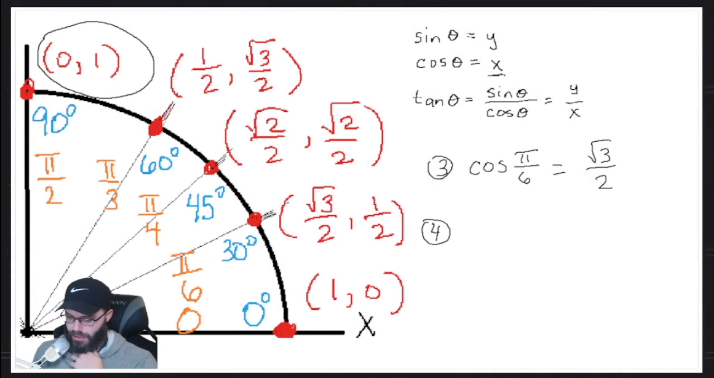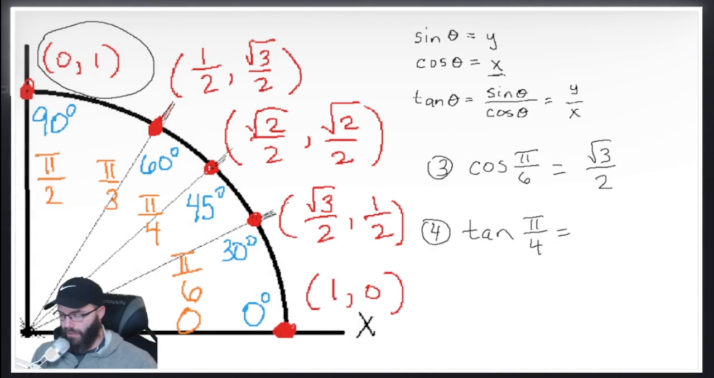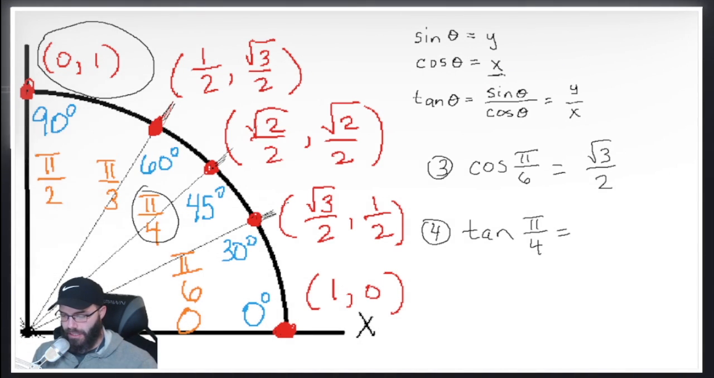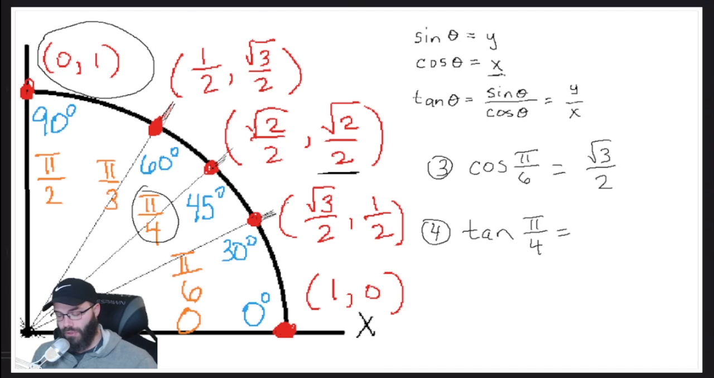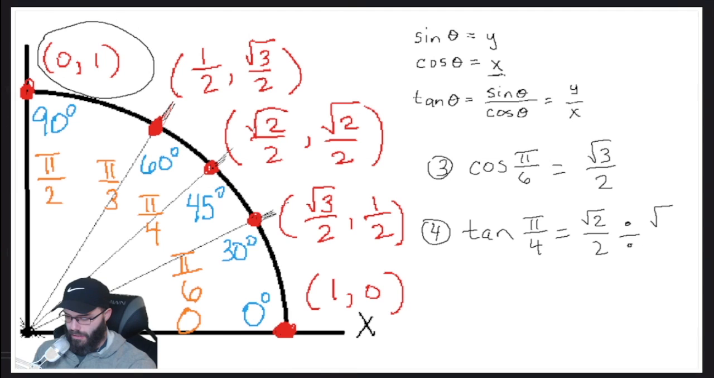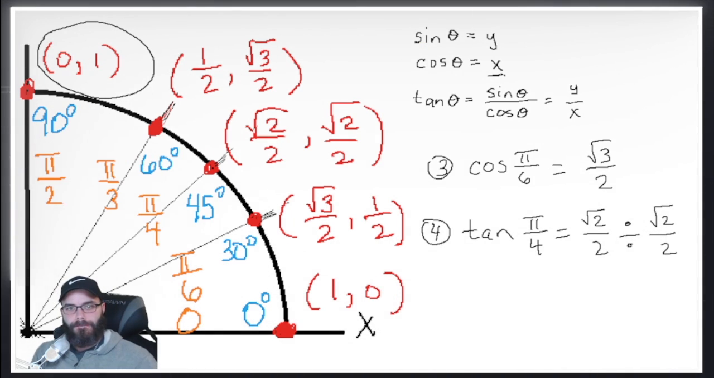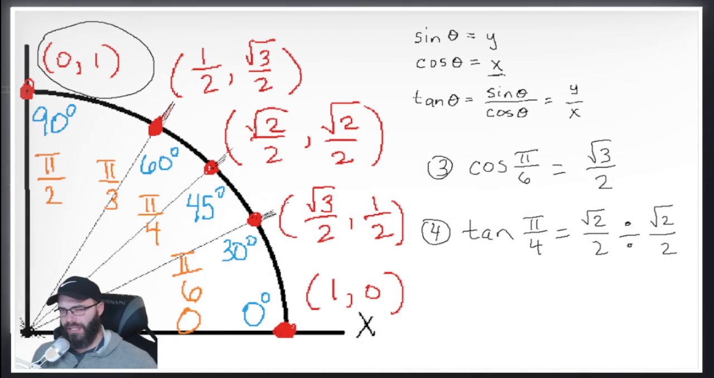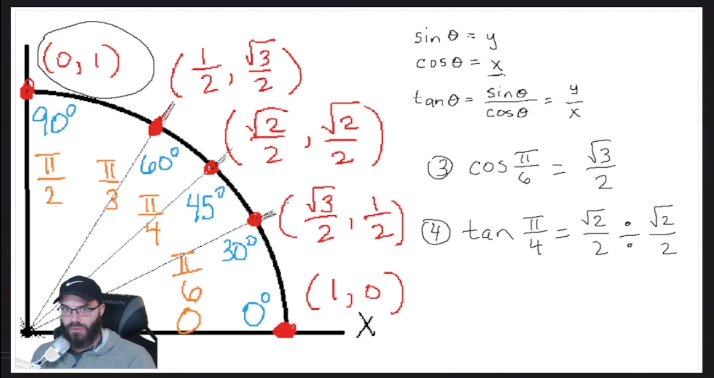All right, number 4. Let's say I wanted to find tangent of pi over 4. Tangent of pi over 4 is the y value. So here's pi over 4. Tangent is the y value divided by the x value. So tangent is root 2 over 2 divided by root 2 over 2. I'm going to write it like this. Just to remind you of some basic algebra when you're dividing fractions, we know anything divided by itself is going to be 1. So this is going to reduce down to 1.